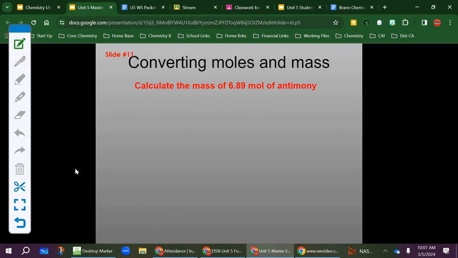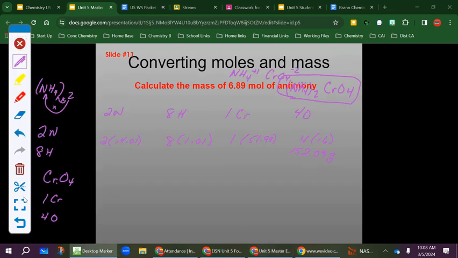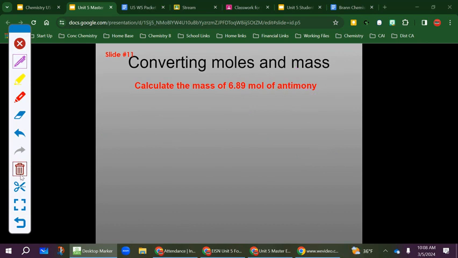And more specifically, I need to know if antimony is a compound or an element. Is antimony a compound or an element? Element. What's its symbol? SB. That's so weird. Why is it SB? Probably from some Latin or some Greek root.